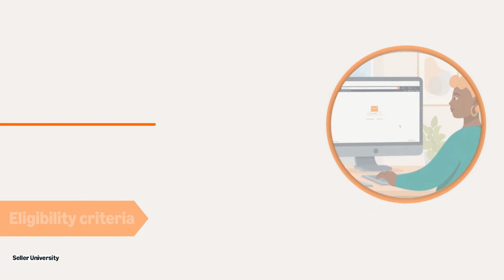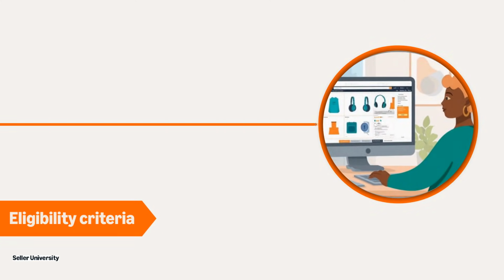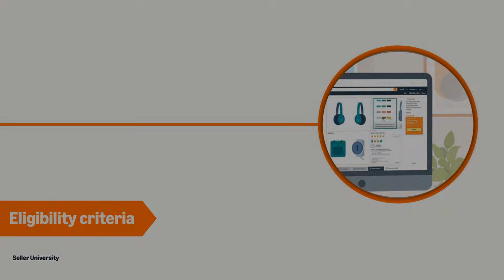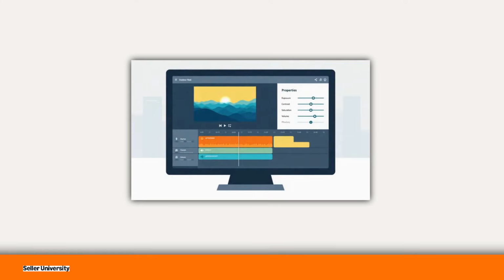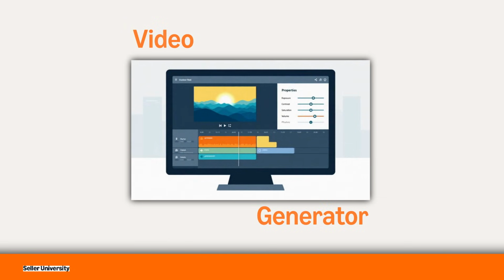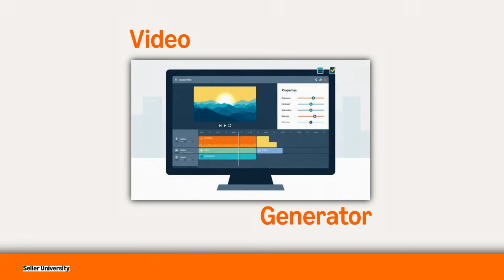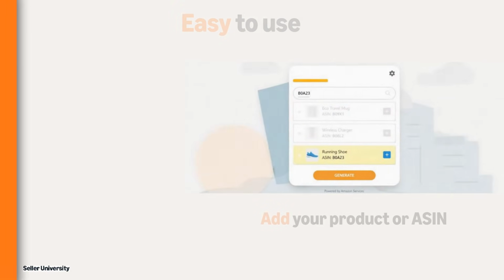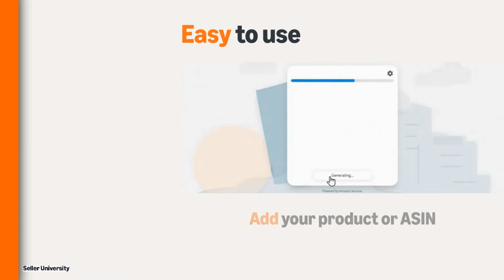To be eligible for Video Generator, you must be a brand representative or be assigned a reseller role by the brand owner. To access the tool, navigate to Campaign Manager and select your campaign to add a video using the Video Generator. Add your product or ASIN from your catalog, then click Generate.